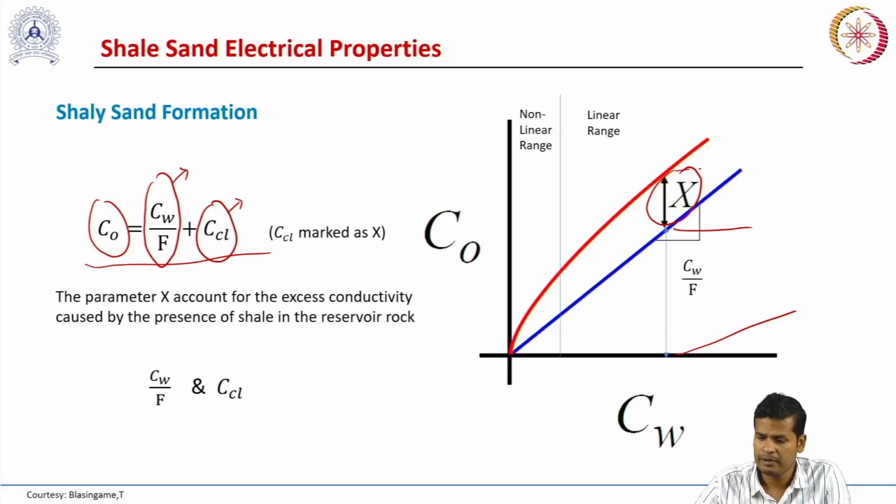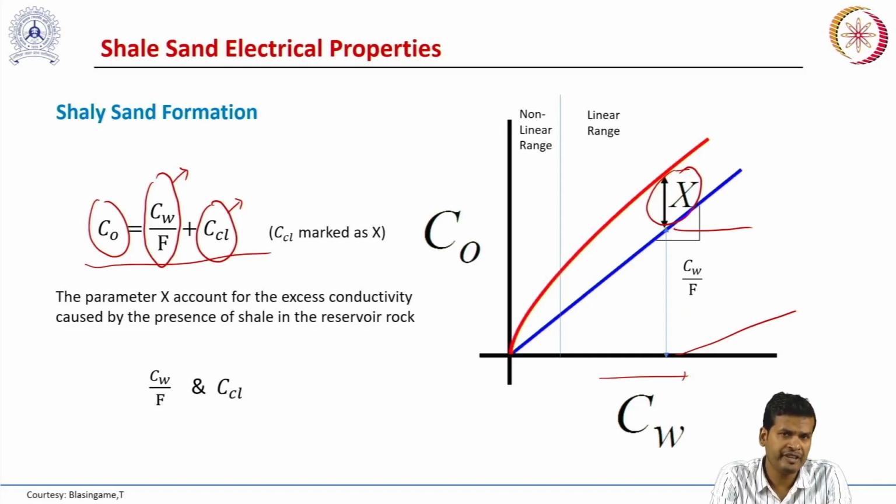So generally we have a linear profile after a certain salinity, or at high salinity. In a low salinity environment, this excess conductivity is variable and it increases with increasing formation water salinity. After a certain point, how much excess conductivity there is will be fixed, and it will not change even if the formation water salinity is changing.